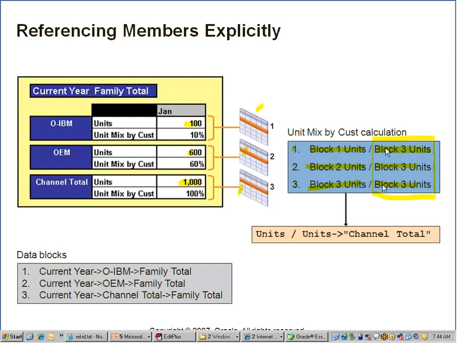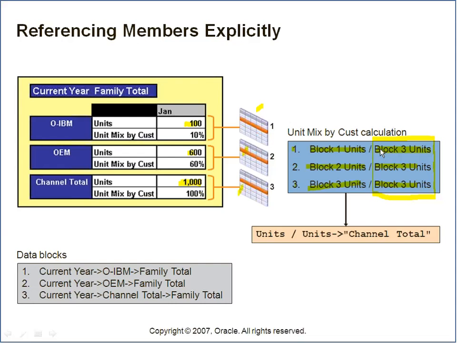So here I know that every time in the denominator I want to use the block 3 units. Okay. Now I got it, Raza. Yes, this is correct. It is like using the dollar sign for locking the cells in spreadsheet when you do the calculation. Yeah, it is very similar to that. So I want to explicitly always use block 3 units.